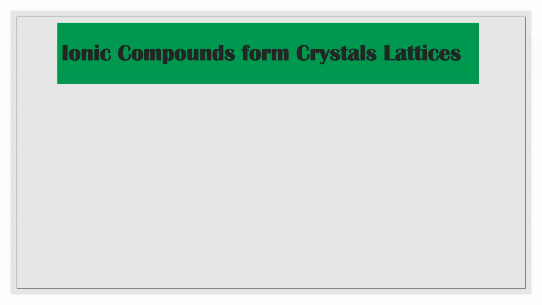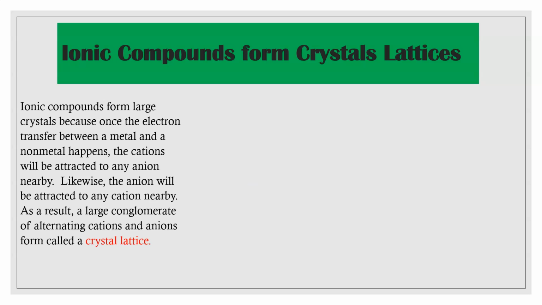So let's talk about what happens when we form ionic compounds. Initially, the cation and the anion come together and transfer electrons, but now that you have these charged ions, you can have a cation attracting any other anion around it. Likewise, an anion is going to attract any other cation around it. So the result is this big conglomerate of alternating cations and anions that we call a crystal lattice.